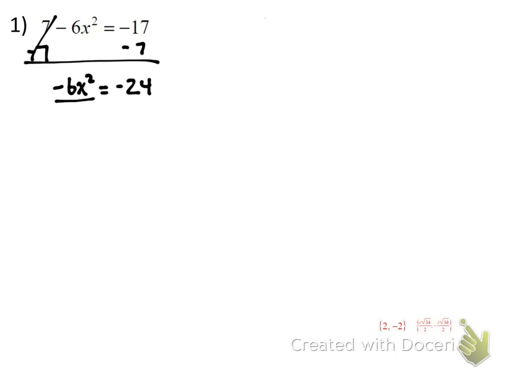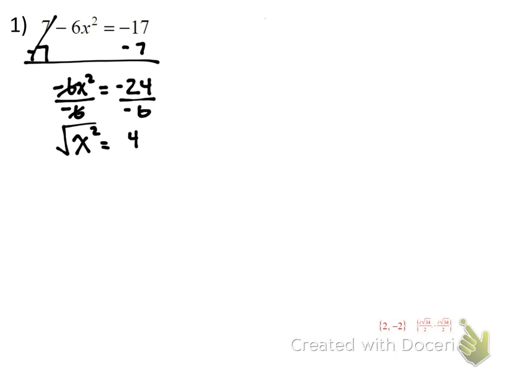Next thing I do is divide both sides by negative 6. When I do that, we get x squared is equal to positive 4. Okay. And we have x squared now by itself. This is the point you want to get to. This was step 1. Now step 2, if the variable is squared, take the square root of both sides.